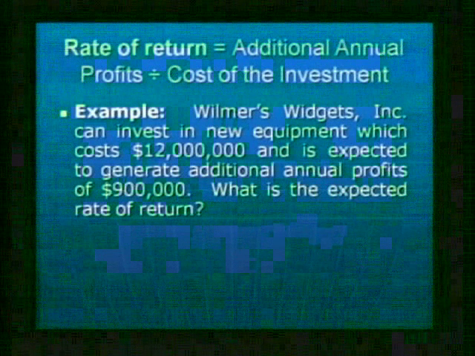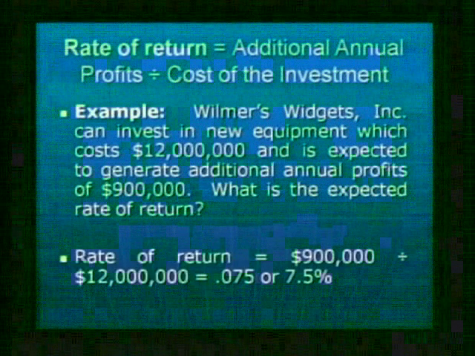So you see here we've got Wilmer's Widgets again. They're considering buying a new piece of equipment. The piece of equipment costs $12 million. It's expected to generate $900,000. What is the expected rate of return for that? Well, we simply take the $900,000, divide it by the $12 million, and we get 7.5% for our expected return. In other words, if we invest the $12 million, we expect to return 7.5% per year for this particular investment.